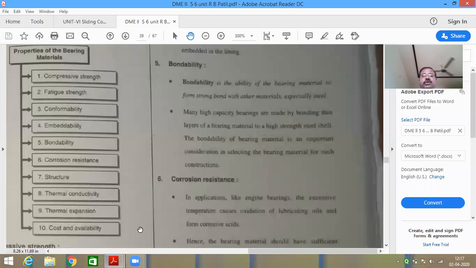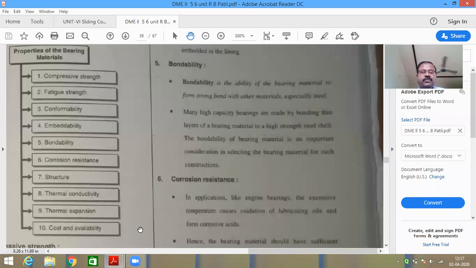Conformability, we all know, we have studied this conformability in case of worm and worm gear materials also. Conformability means the material should be soft enough to conform to the material of the journal. The bearing material should be soft enough to take the shape of the journal material. That is conformability.